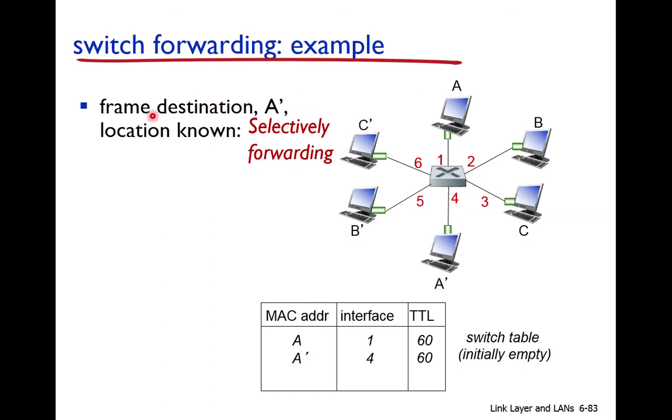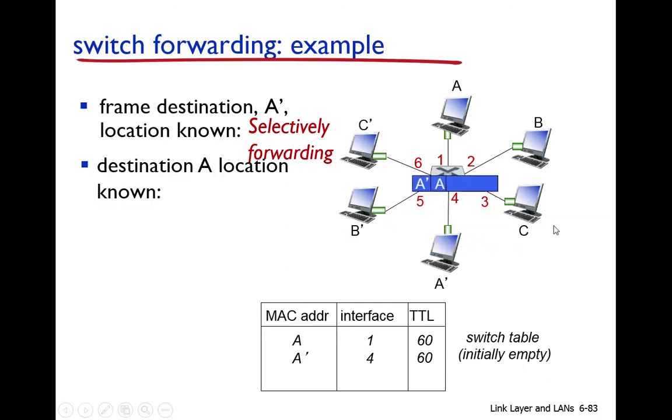So in the switch, there is a forwarding table. When a switch receives the data packet, it examines the destination address and looks for the destination address of this packet in the table. If an entry is found, for example interface 4, it means that the packet should be forwarded on interface 4, not to other nodes. So this is called selective forwarding.